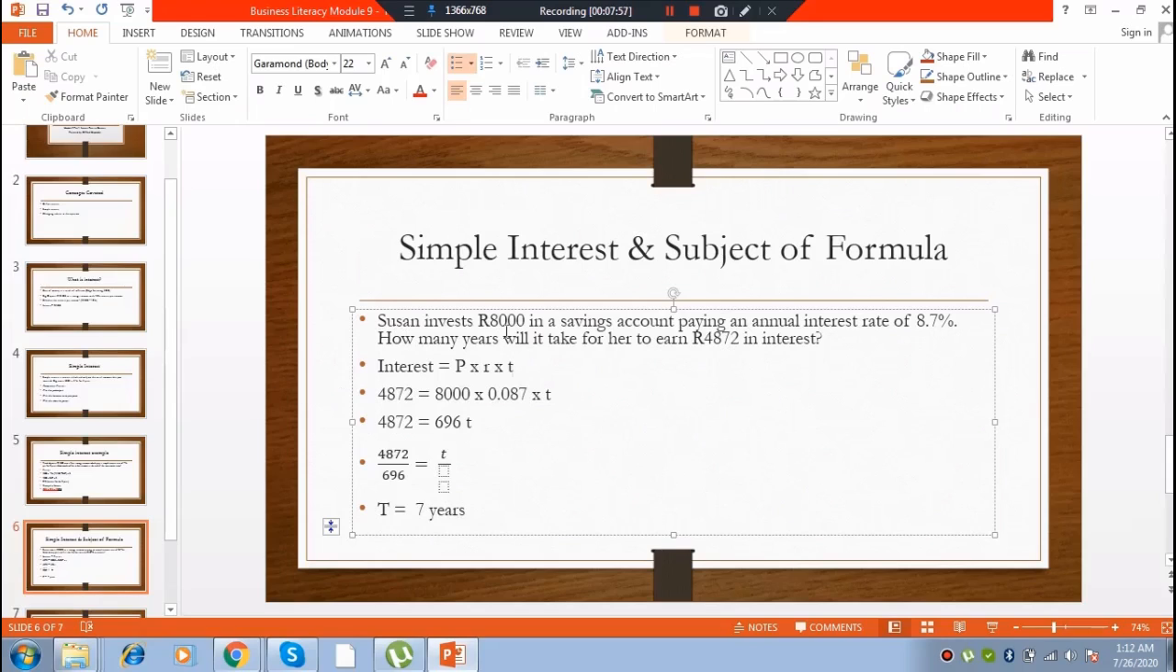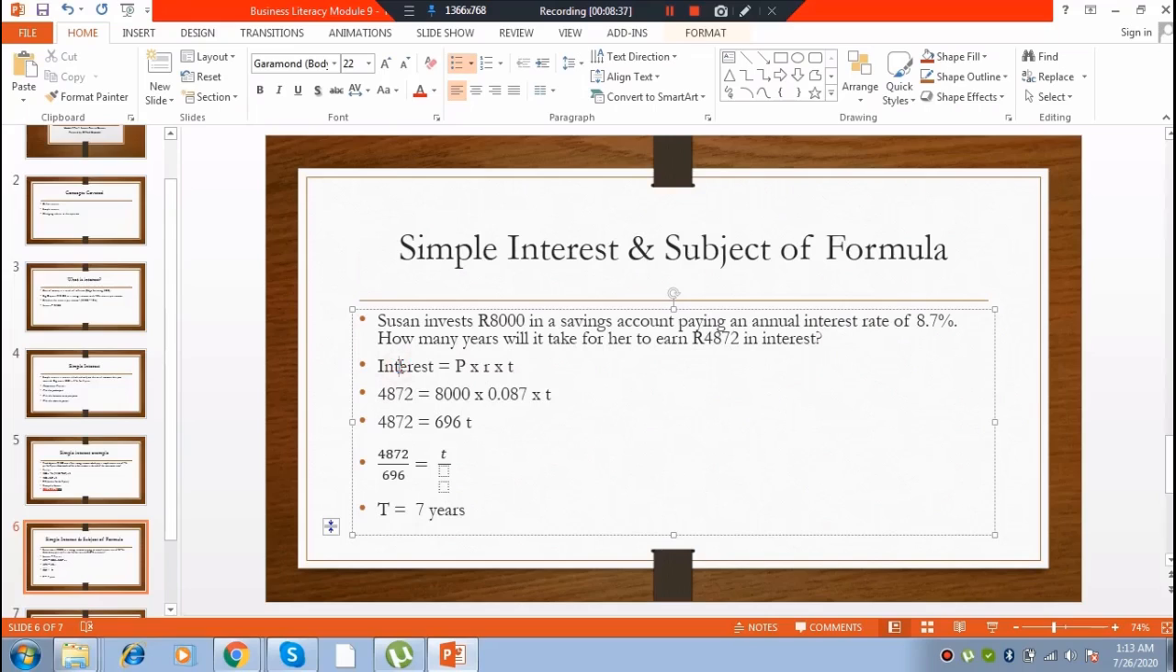Right, so Susan invests 8,000 in a savings account, paying an annual interest rate of 8.7%. How many years will it take for her to earn 4,872 in interest? Okay, so interest is equal to P times R times T. You know the formula already. So we are being told that she's going to invest 8,000, which is going to earn 8.7%, and we're going to earn 4,872 in terms of interest, but there's one missing piece, the unknown, which is T.